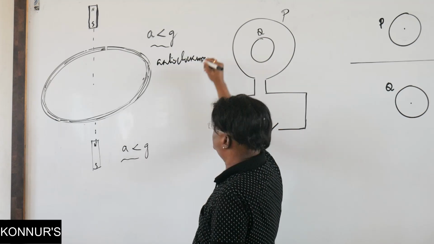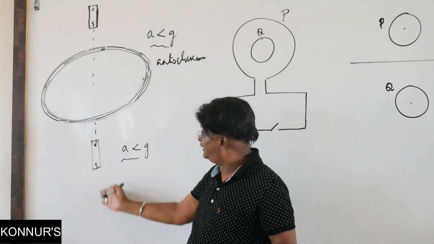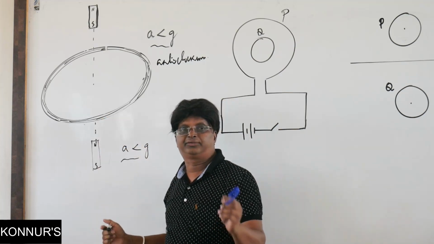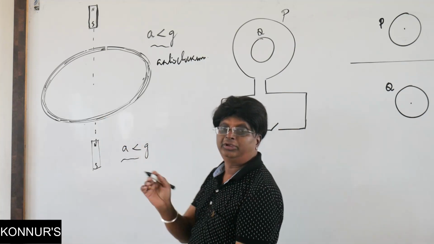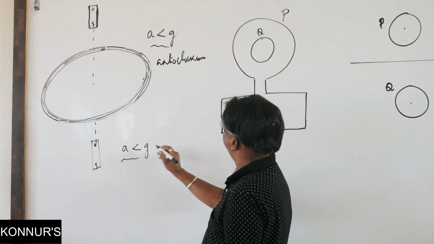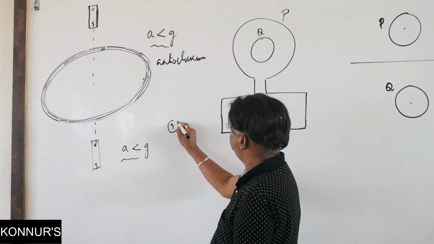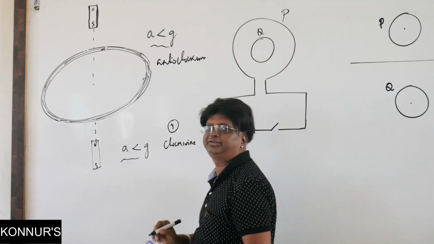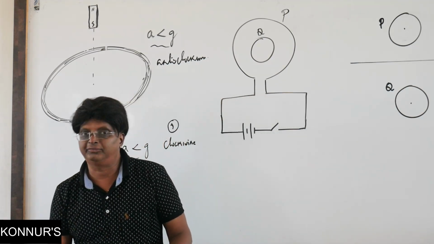Whereas now when it comes to the other case, here what we have shown is the decrease in flux. So immediately here what happens, here also a is less than g, but the induced current we are talking about will be in the clockwise sense. So this is also a difference.